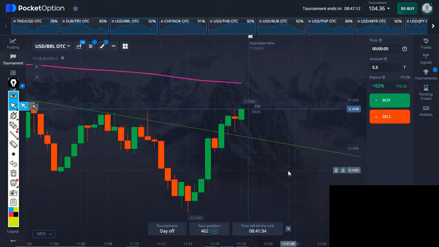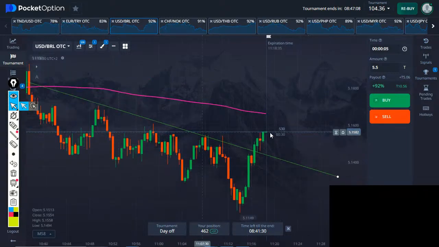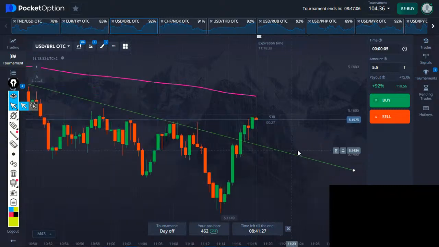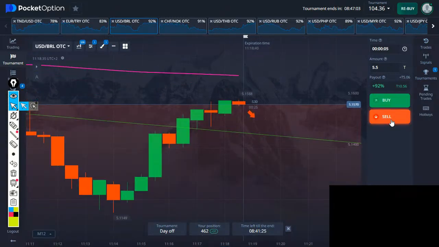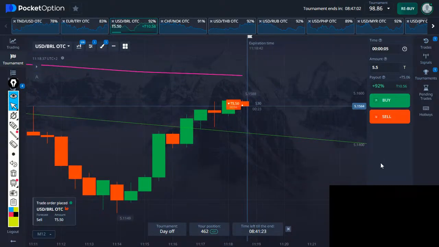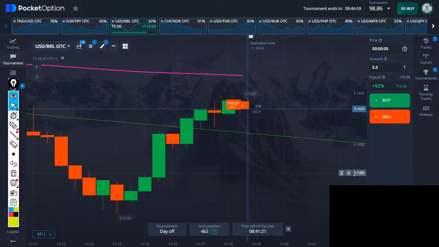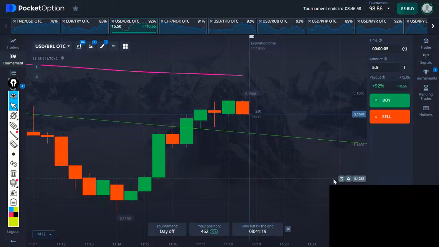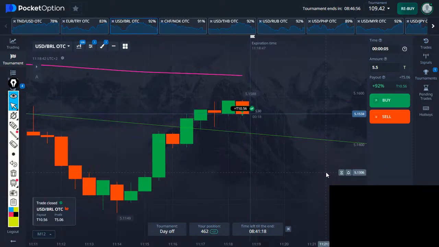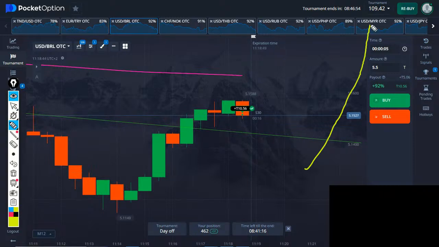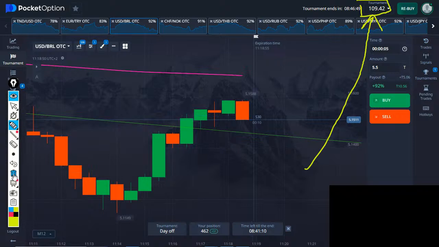So let me see the next candle. I need a red. This is a strong resistance area. We have red. Red, we go for a sell. Beautiful, come on, that's it. And we have a win. Guys, we are already 9.4% up, which is amazing, to be quite honest.